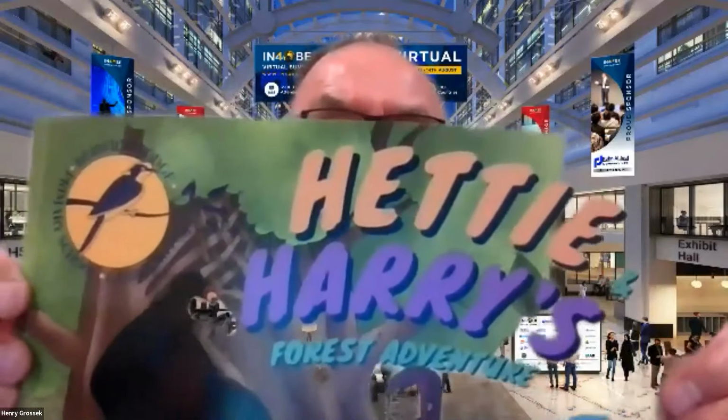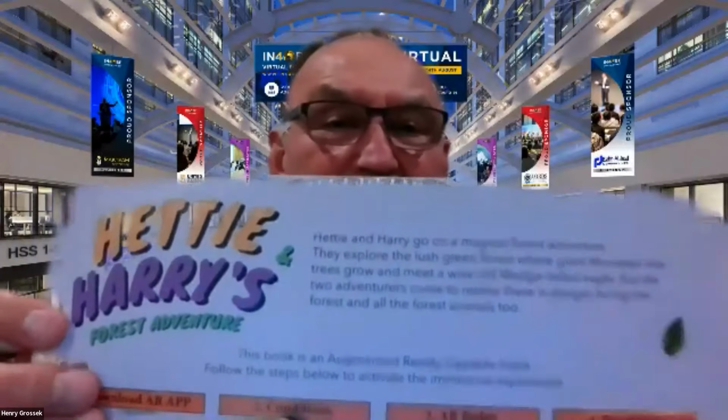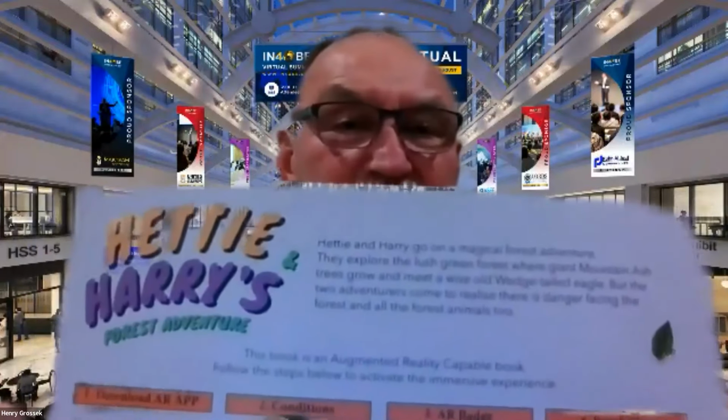It's Harry and Hetty's Forest Adventure. It's a great book, and on the back is the app, and anybody who uses the book gets the app and can then access the story. When we got to that point, we thought, wow, that's the beginning. How do we now introduce augmented reality as a capacity part of our school toolkit?